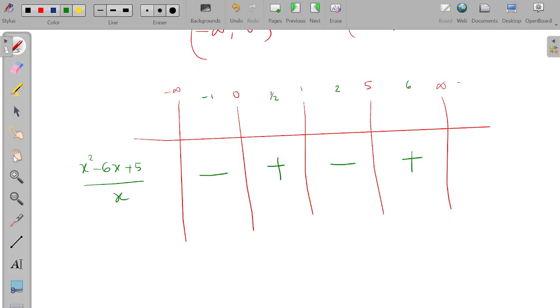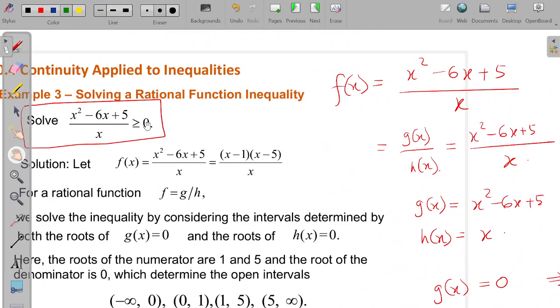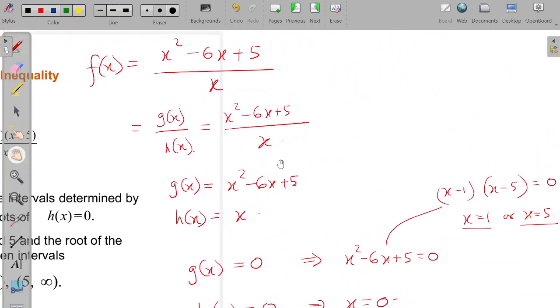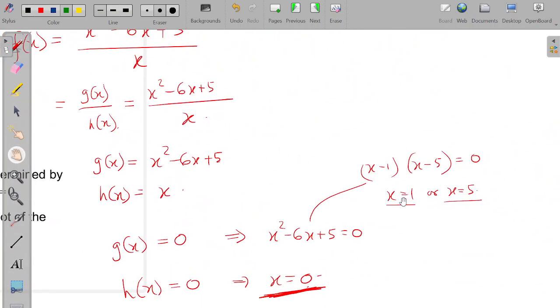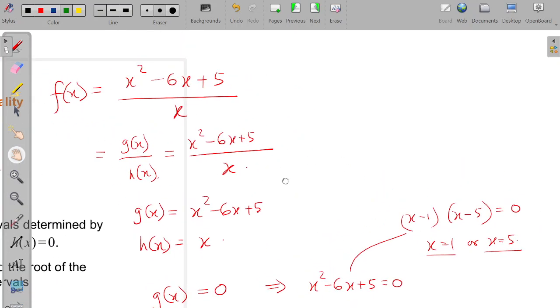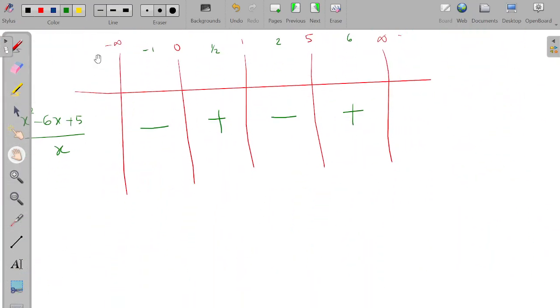Okay, that's fine. Now, what did they ask us to find? They want us to find when it is greater than or equal to 0. Don't forget, each of these points, 1 and 5, will give us 0. So the intervals that give positive, because we are looking for positive, are 0 to 1, and then 5 to infinity.